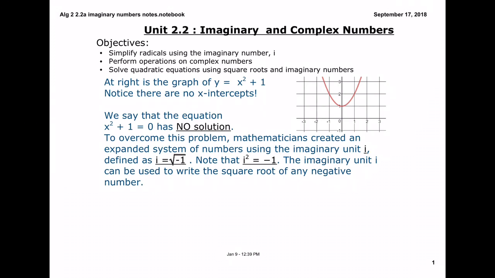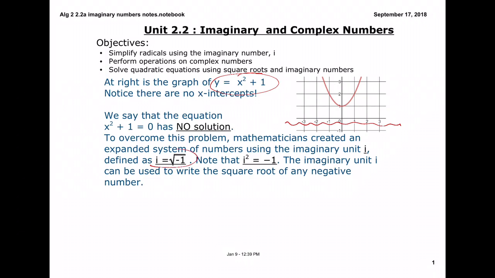At the right you can see the graph of the equation y equals x squared plus 1. Notice that there are no x-intercepts. We say that there are no real solutions to this equation. To overcome this problem, mathematicians created an expanded system of numbers using the imaginary unit i.